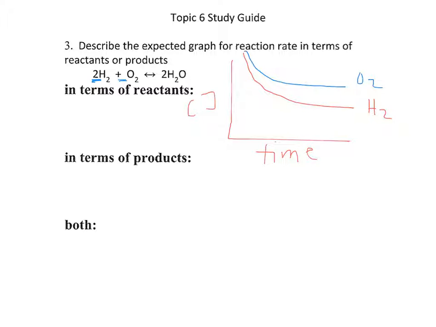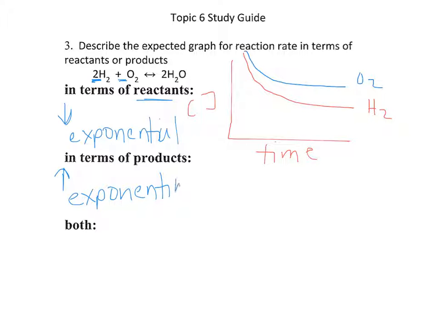So in terms of reactants, I'm going to look for a decrease, and I'm going to look for an exponential line. So in terms of products, I'm going to see an increase, and it's still going to be exponential. And there's only one product here, so I don't have to worry about comparing the molar amounts. So now my product, my H2O, is going to look this way.